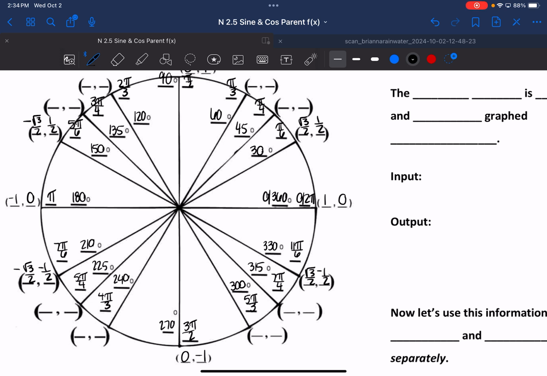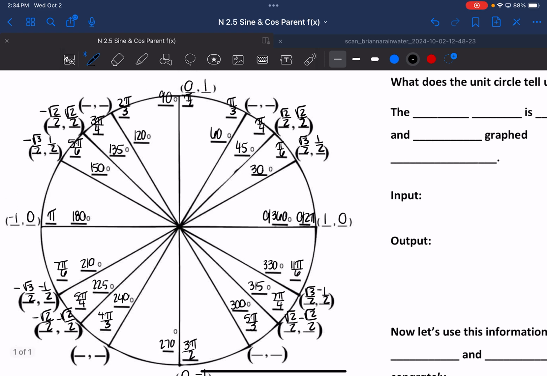Good. Okay, what's our coordinate point for pi fourths? Right. Square root of 2 over 2 for both, right? Okay, and then all of our multiples of 45 are going to be the same thing, right? But in quadrant 2, we know x is negative. In quadrant 3, we know they're both negative. And in quadrant 4, we know that y is negative, right?